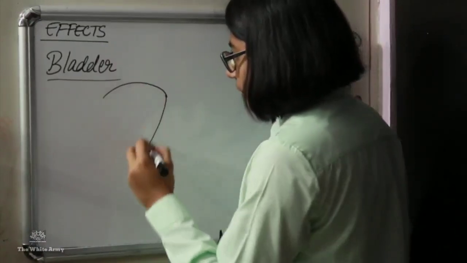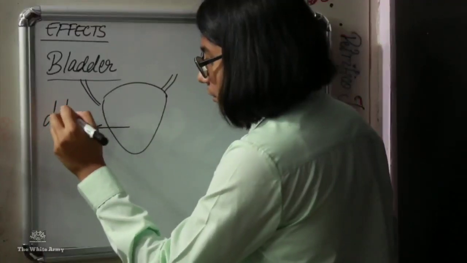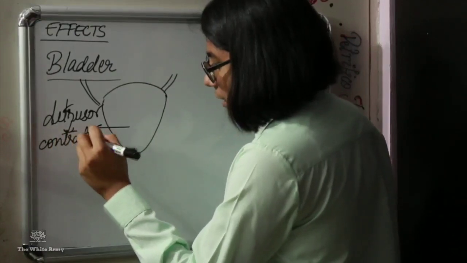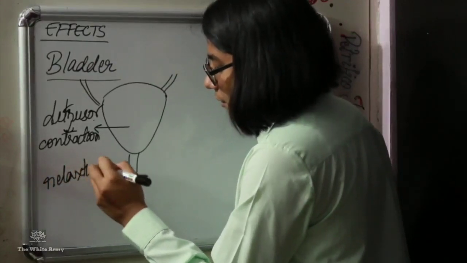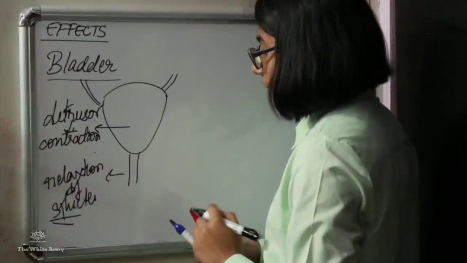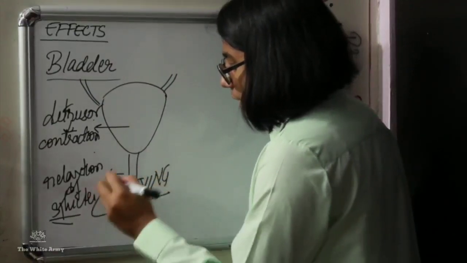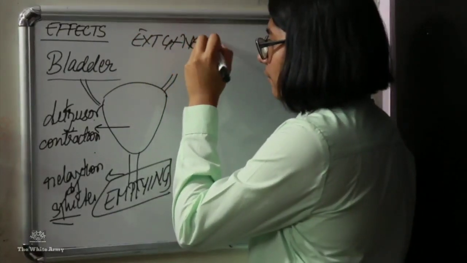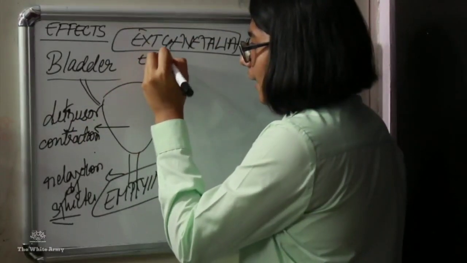On the bladder, the parasympathetic nervous system will act on the detrusor muscle of the bladder and cause its contraction, and on the sphincter with relaxation, that is relaxation of the sphincter of the bladder, which means it will help in emptying of the bladder. And another thing is its action on the external genitalia. So when it acts on the male penis, it will result in erection.